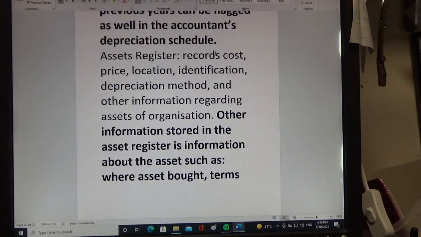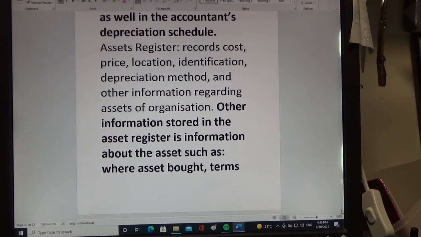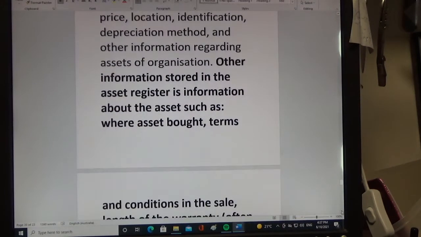The asset register is the records of the cost of the asset, the price, the location it was bought, identification about it, information, warranties, repairs and maintenance that might be required, the choice of depreciation method, and any other information regarding the asset, when it needs to be serviced. This information can help with effective repair and maintenance of the asset too, if you've got accurate records and enough content about the asset to give yourself little reminders when it needs to be serviced.